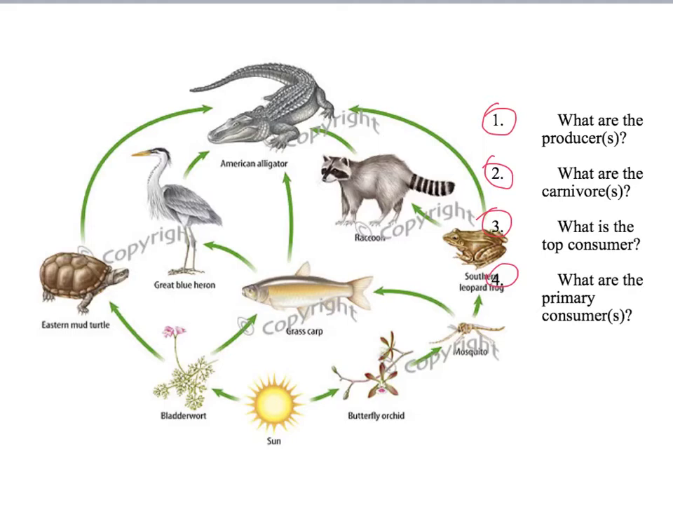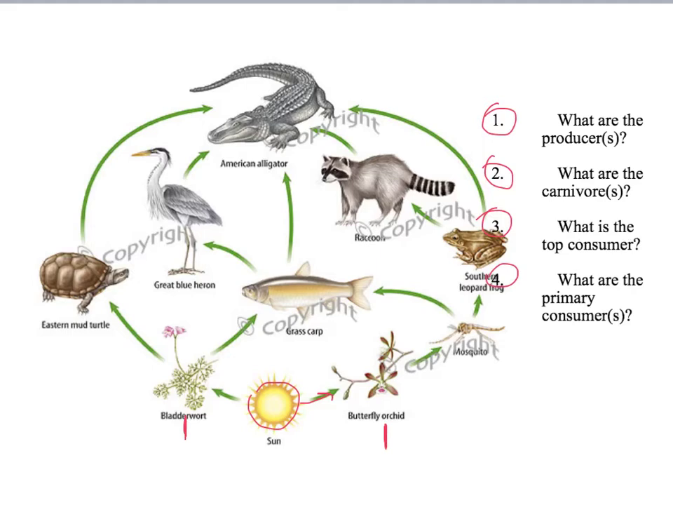What are the producers? Remember, the producers are the autotrophs that turn the energy of the sun into carbohydrates. And here's the sun. What's using the sun energy? Butterfly orchids. So I'm going to put a 1 next to them, saying that we're answering question 1. And bladderworts. They're doing photosynthesis. They're plants.